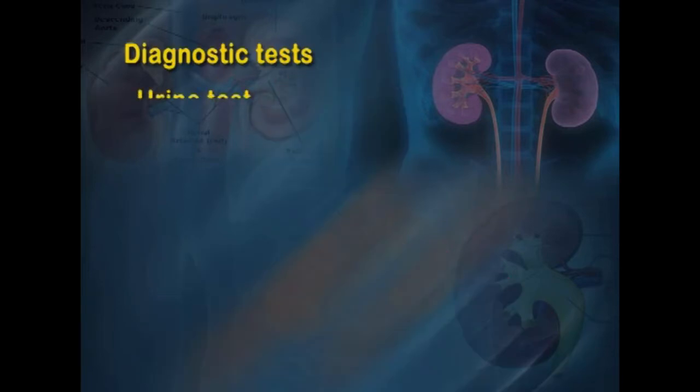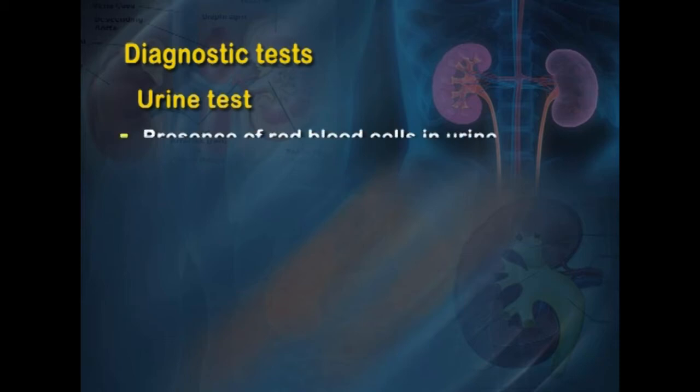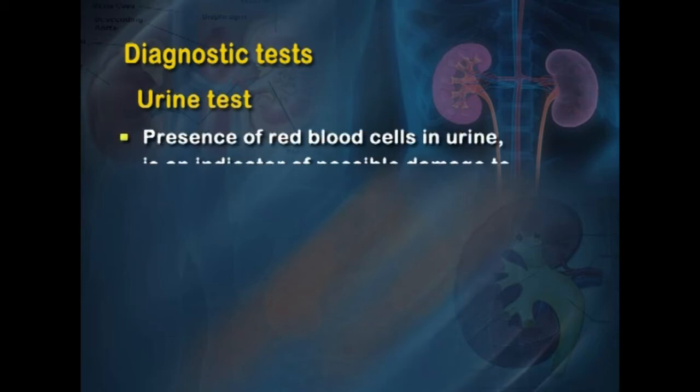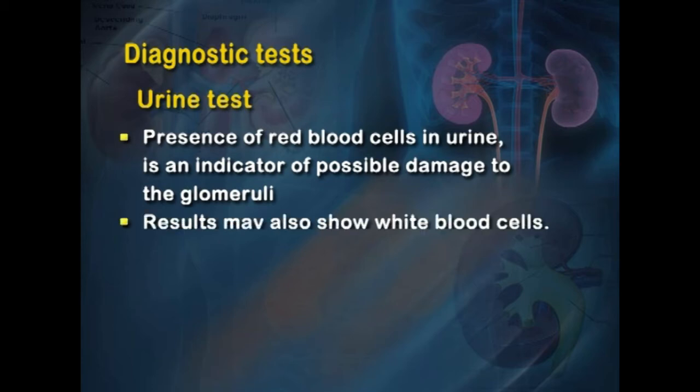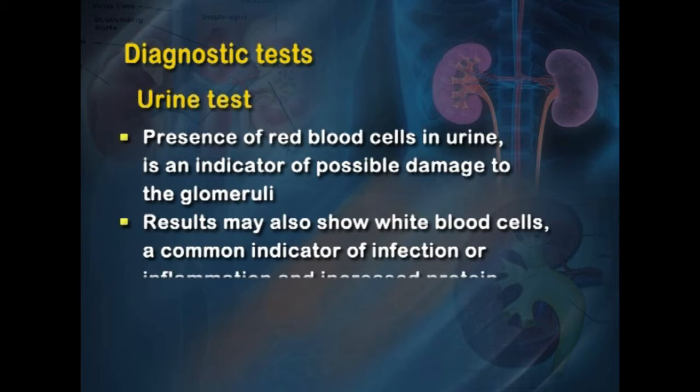But it is very important to have the correct diagnosis done to find out whether it is glomerulonephritis, nephrotic syndrome, ARF or CKD. Some of the common diagnostic tests are the urine test. It is very important because it is a simple test and it can tell us whether it contains RBCs, and this will be an indicator of possible damage to the glomeruli. Sometimes the urine can also show the presence of WBCs, the white blood cells. It is a common indicator of infection or inflammation.